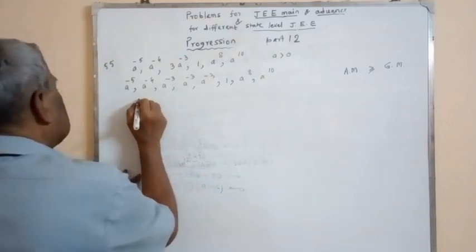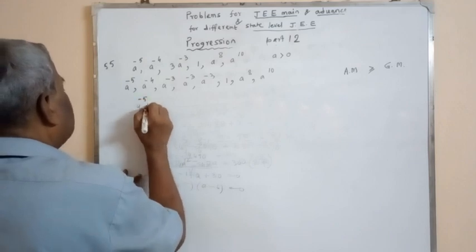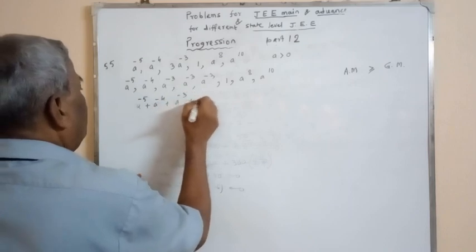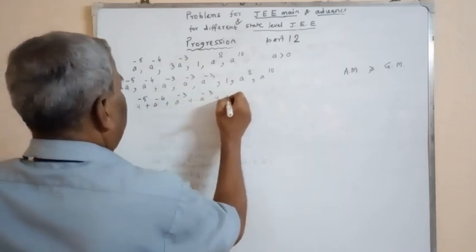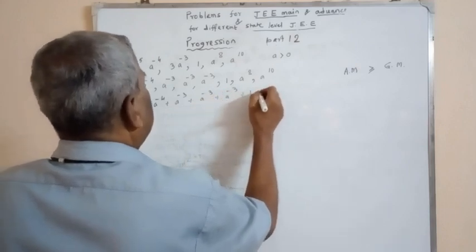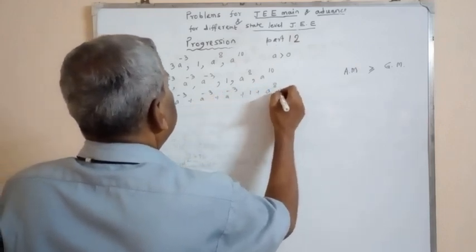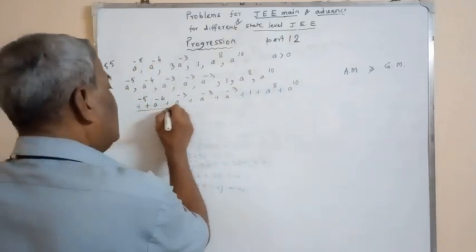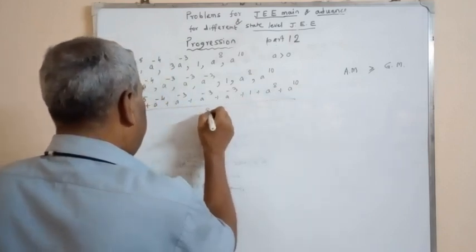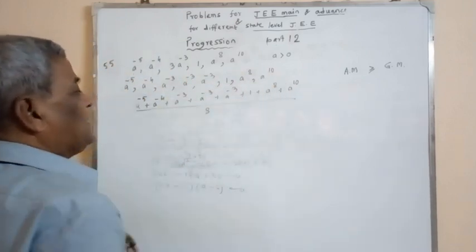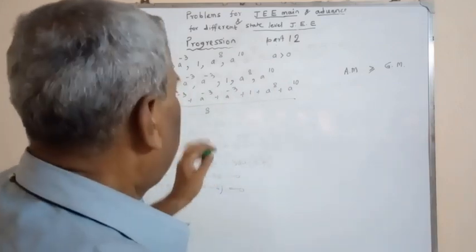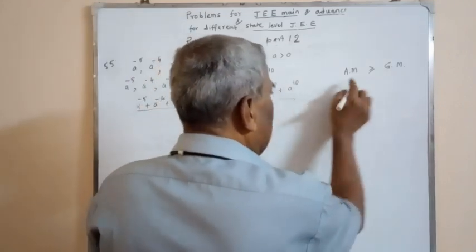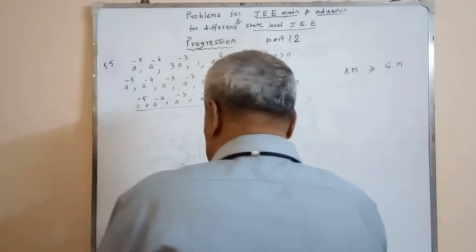So their arithmetic mean is a to the power minus 5 plus a to the power minus 4 plus 3 a to the power minus 3 plus 1 plus a to the power 8 plus a to the power 10, divided by 8, because there are 8 such numbers, and the arithmetic mean is greater than or equal to their geometric mean.